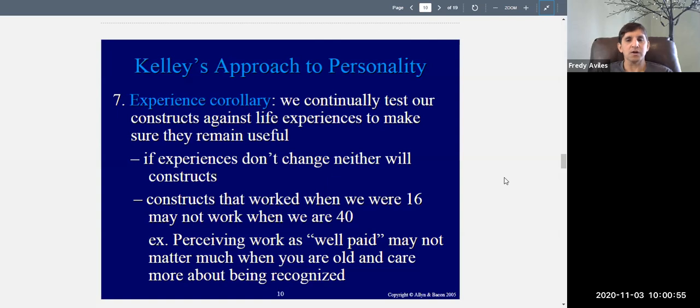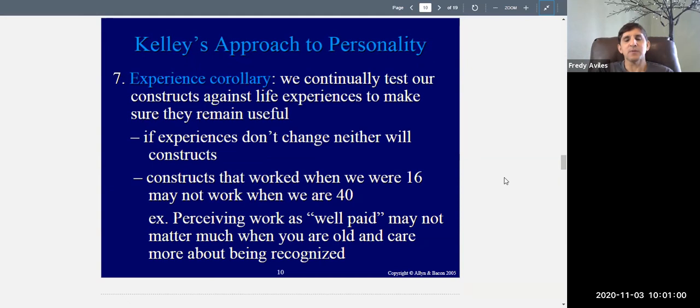Here's an example that has to do with work. Perceiving work as well paid may not matter much when you're old and care more about being recognized. When you're young, you thought differently. When you were young, right? When you're young and you think about a good job, what you are thinking about is a job that pays well. That is what you want when you're young. When you're older and you've been around a while, you realize that that is not everything, that money's not everything. That a job that pays well, but where you get treated really badly, or that's very stressful, may not be worth it. It's gonna kill you, okay?